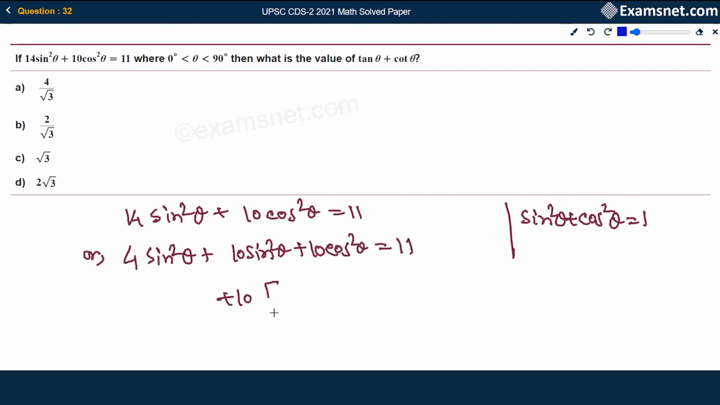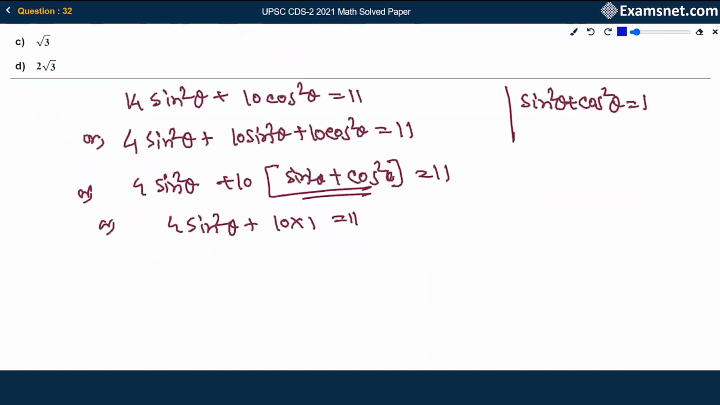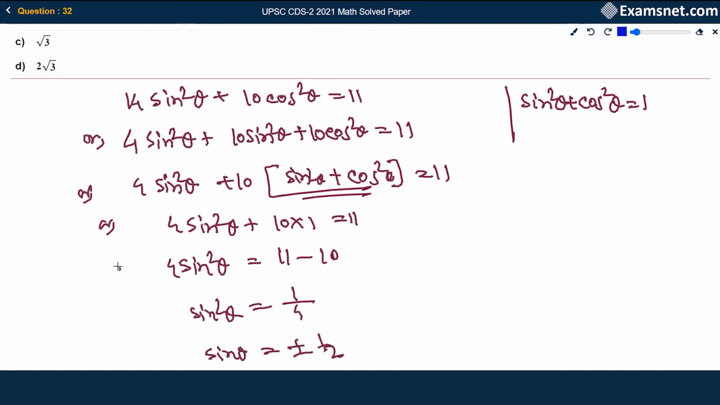Now after taking 10 common, we will have sine squared theta plus cos squared theta equals, with 4 sine squared theta. Now this will give us 1. That means it will become 4 sine squared theta plus 10 multiplied by 1 equals 11. So we can see the value of sine squared theta is 11 minus 10, so 1 by 4. So sine theta will give us plus or minus half.